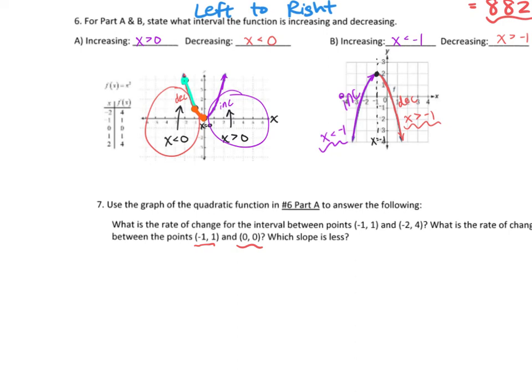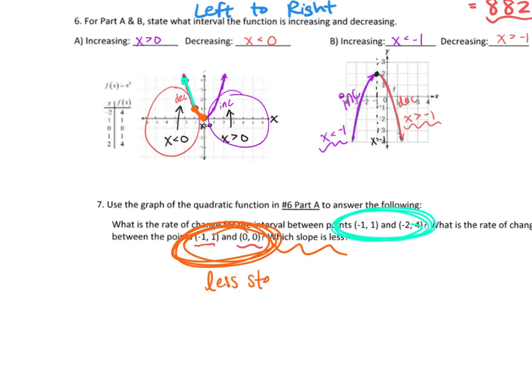So compare them, and which slope is less, which one is less steep. Well, I hope you can see it's the orange one. The orange one is flatter. It's less steep compared to the green one. So the orange one was this one. This was the green one. This is the orange one. So when we look at the graph, the orange is less steep, and the green was more steep.